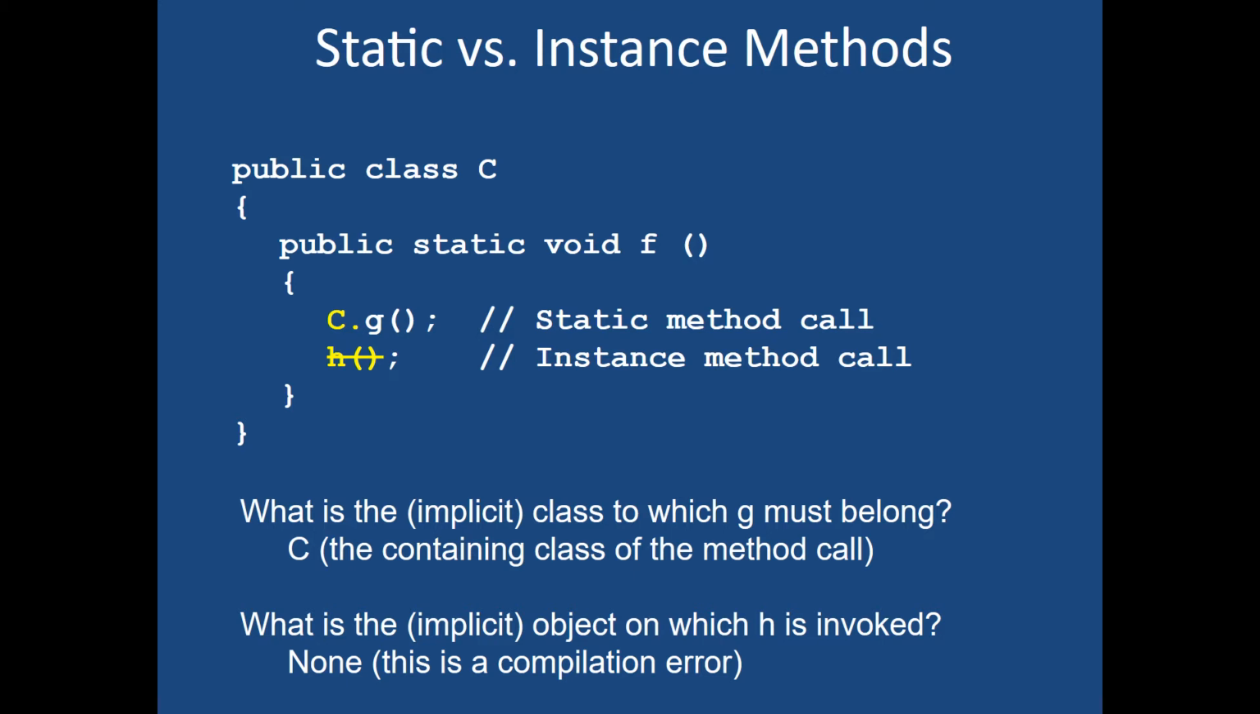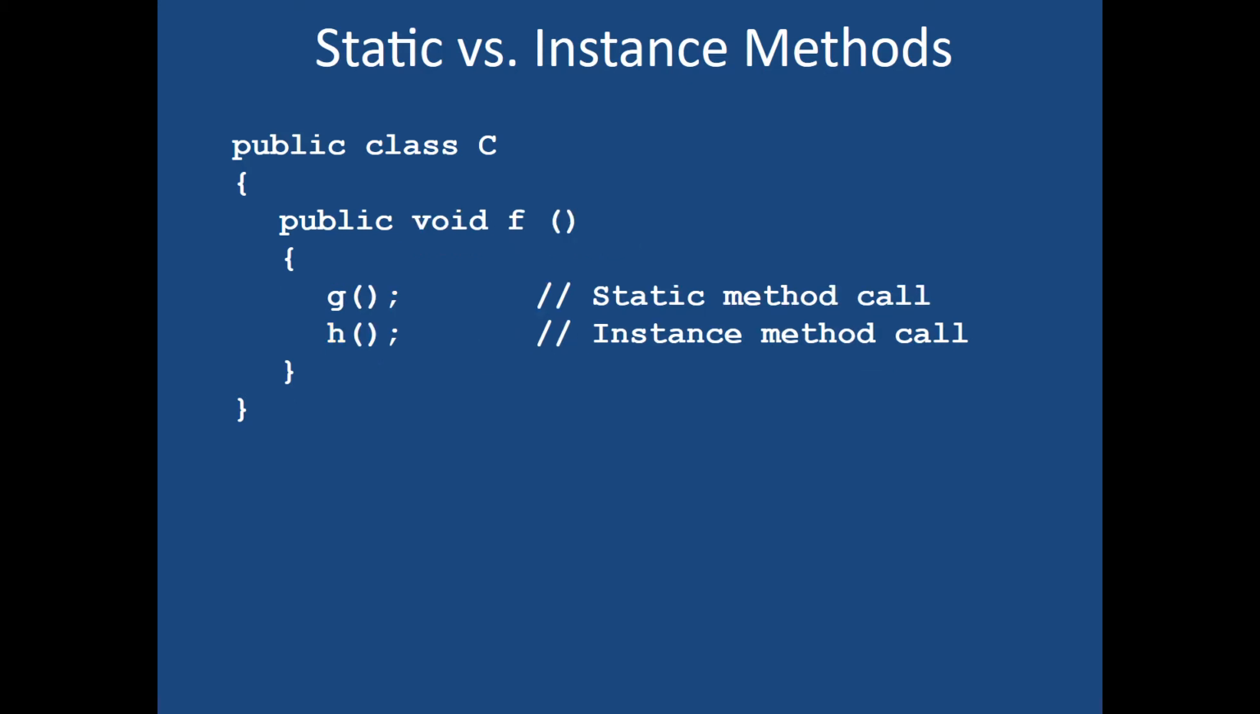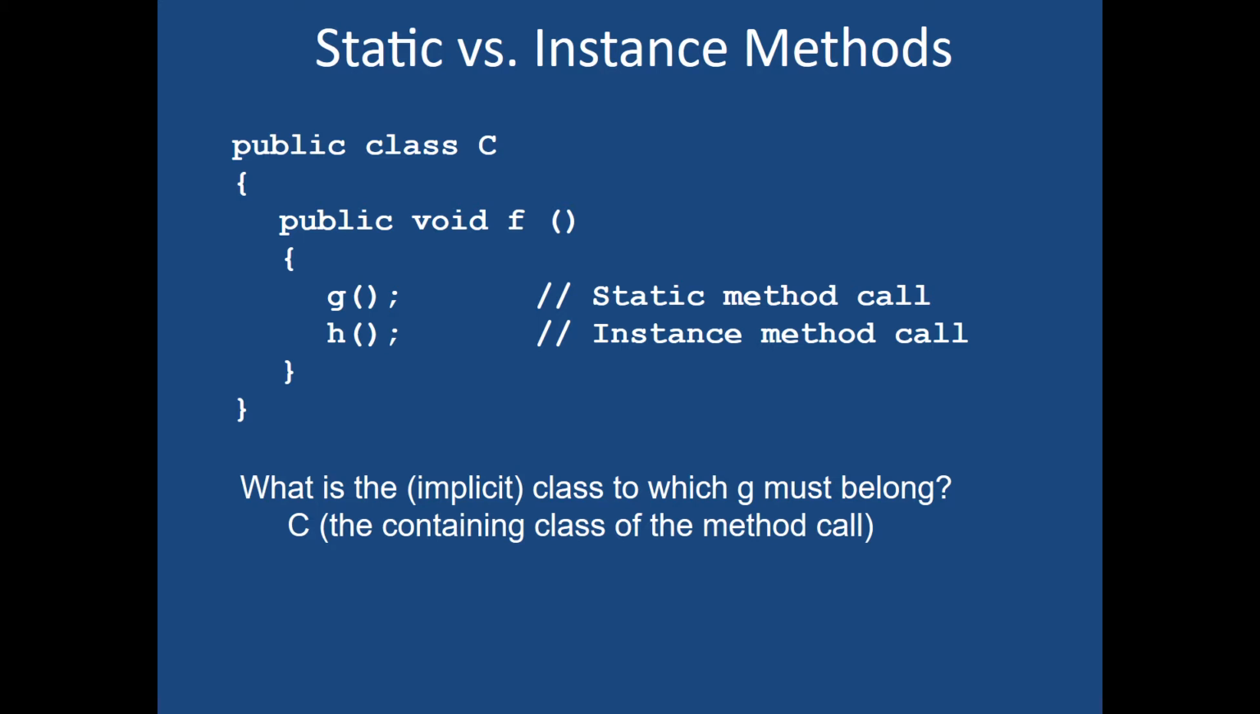Now let's change this slightly. I'm going to make this method no longer static. So all I changed was f is now non-static instead of static. So what's the implicit class for that call to G? Yeah, same as before, C. So it's really C.G. Now what about H? Is it legal to call H in this case?